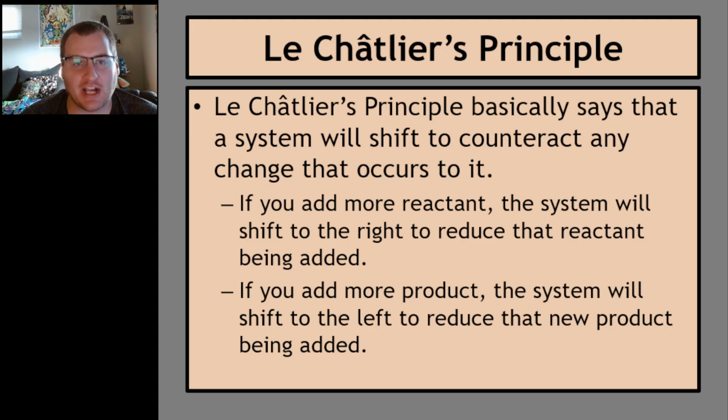If you have a reaction at equilibrium and you add more reactants, the system will shift to the right to try to reduce the amount of reactant that you added. If you add extra product to the system at equilibrium, it'll shift to the left to try to reduce that new product. A system is going to try to counteract any change you make to reduce its effect.